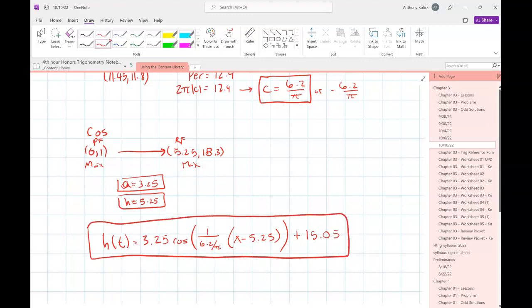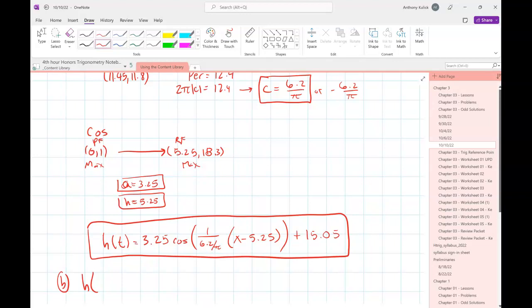So there's our answer for A. Okay. For B, it asks to find the depth of the water at 8 p.m. So what are we going to be plugging that time into? T. What time is 8 p.m.?